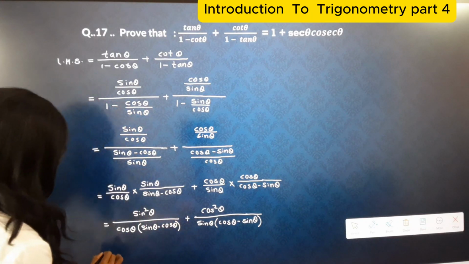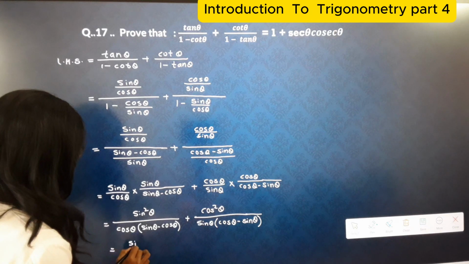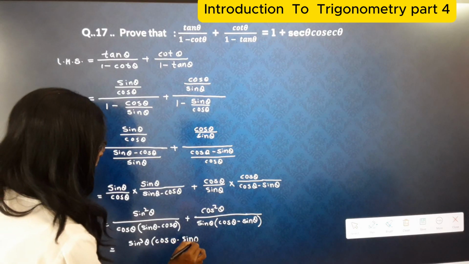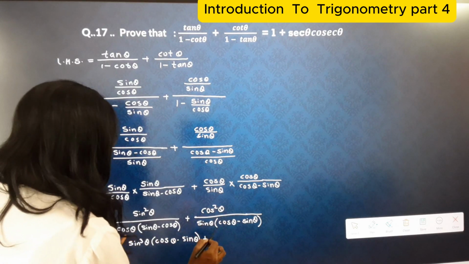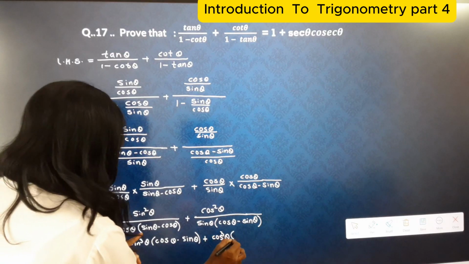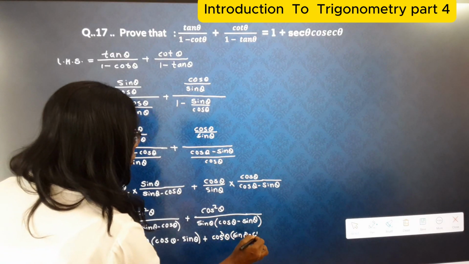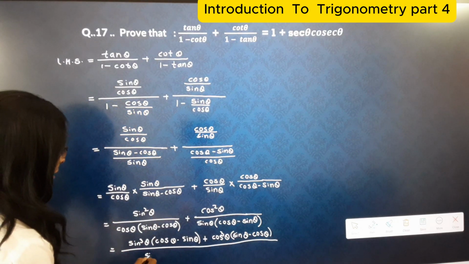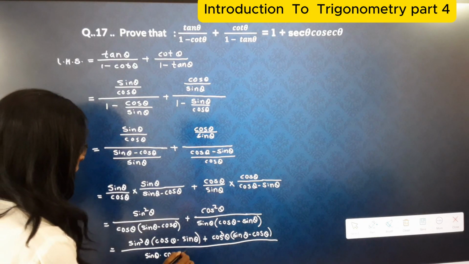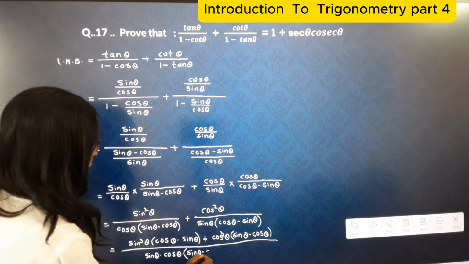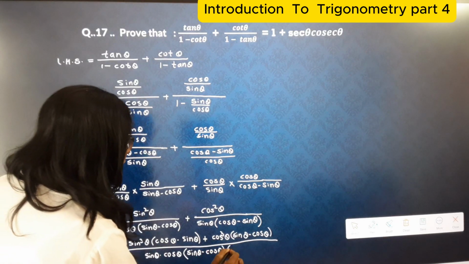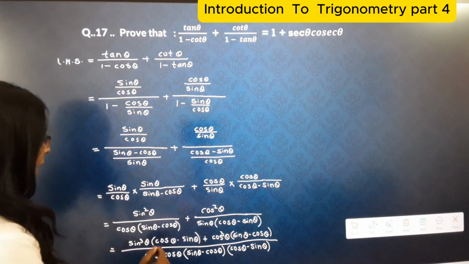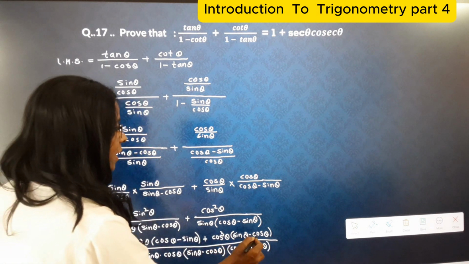So we cross multiply. That is sin cube theta multiply cos theta minus sin theta, and also cos cube theta multiply sin theta minus cos theta, divided by sin theta multiply cos theta multiply sin theta minus cos theta. Then in the second bracket, here is cos theta minus sin theta, here is sin theta minus cos theta.